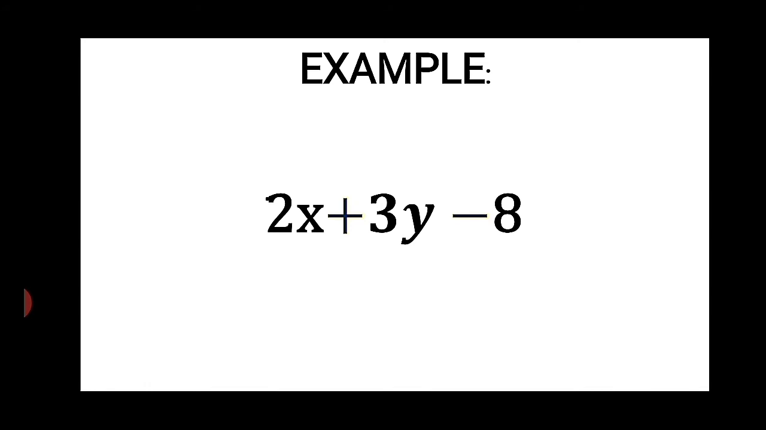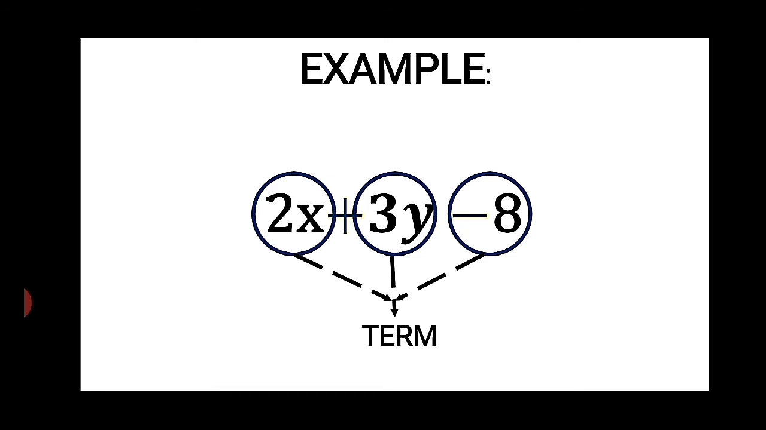Another example. So, for instance, we have the expression 2x plus 3y minus 8. Okay, let's take a pause. So, think ano dyan yung term, ano yung variable, ano ang constant. Okay, here we go. So, we have 2x, 3y, and 8. So, yung 2x, yung 3y, and 8 are separated by the operation plus and minus. So, as we can see, there are 3 terms.